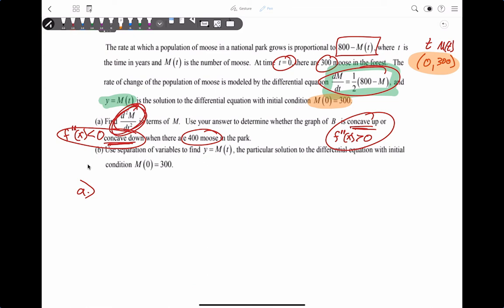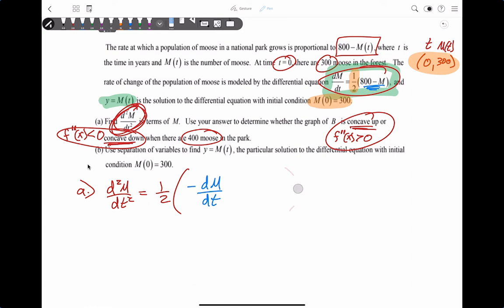Well, notice that this is a constant, so it's just saying the second derivative of m with respect to t is going to have this constant multiplied by whatever this derivative piece is. Okay, so the derivative here of this 800 minus m is simply going to be a negative dm dt.